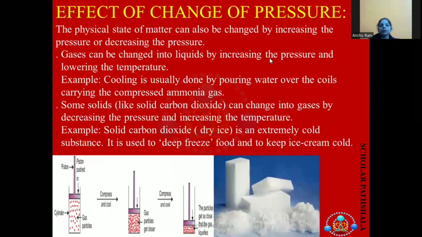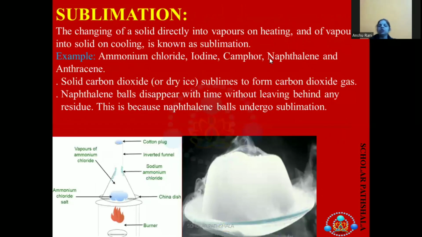Then we have sublimation. Sublimation means changing of solid directly into vapors on heating and vapors into solid on cooling. We have some substances like ammonium chloride, iodine, camphor, naphthalene, anthracene, and even solid carbon dioxide, that is dry ice. They all sublime, meaning they convert from solid to vapors and vapors to solid without converting into liquid state.